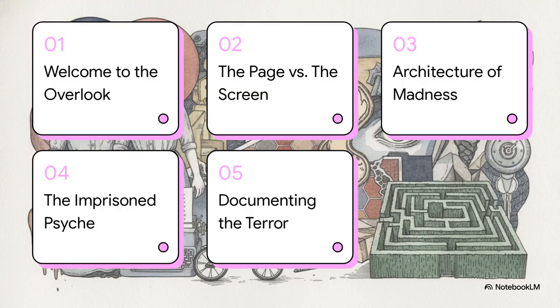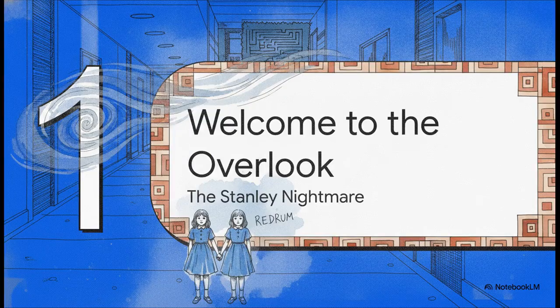Here is our roadmap for today. First, we'll say welcome to the Overlook. Then, we'll look at the clash between the page and the screen, explore the architecture of madness, dive into addiction and the imprisoned psyche, and finally, look at documenting the terror. Let's jump right in. Section 1.